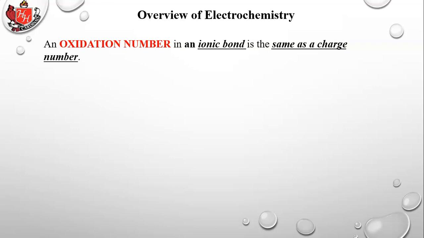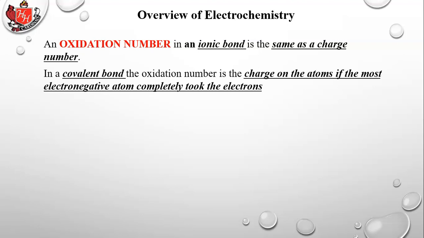Where it's different is with covalent bonds. In a covalent bond, the oxidation number is the charge on the atoms if the most electronegative atom completely took the electrons. So let's take an example of a water molecule. Water molecules are H2O, covalent bonds. So they share electrons. That's the definition of a covalent bond. However, oxygen is more electronegative. We've talked about that many times. It pulls the electrons towards it, but it doesn't totally take the electrons away from hydrogen.